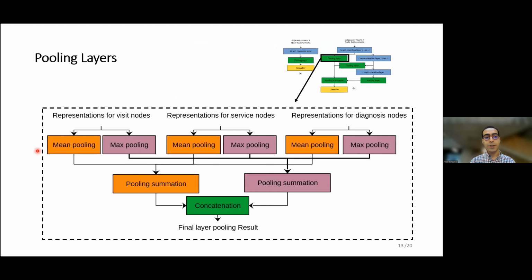As you can see here, we have three types of nodes: visit nodes, service nodes, and diagnosis nodes. For each of these representations, we separately use a mean pooling, and we also separately use a max pooling. Then we have a pooling summation for the mean pooling layers and a pooling summation for the max pooling layers. Finally, we concatenate these two and create our final pooling layer result, which is used here for classification, or here as summation, then used for classification.